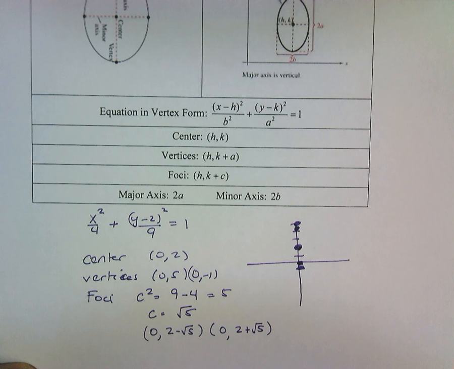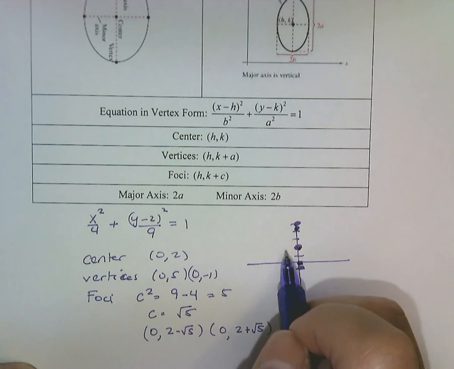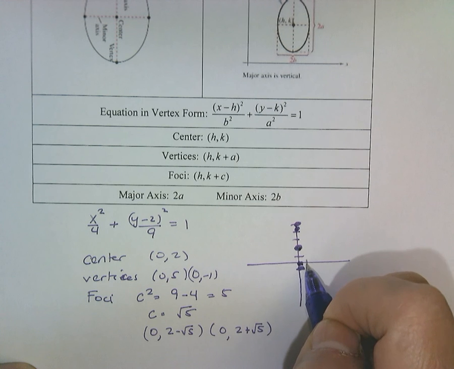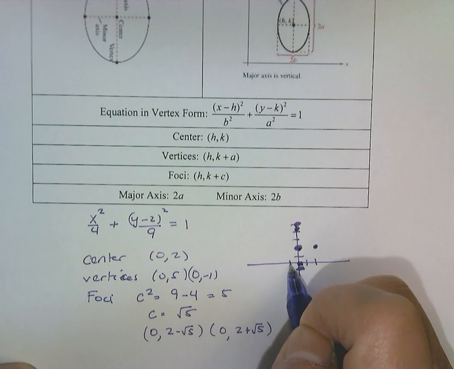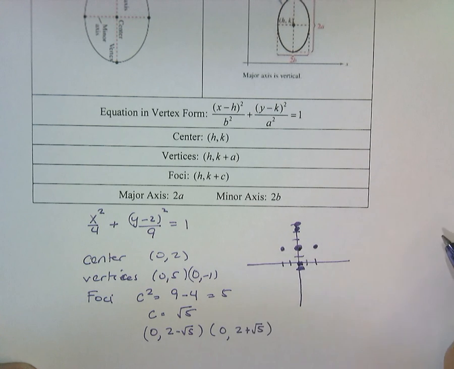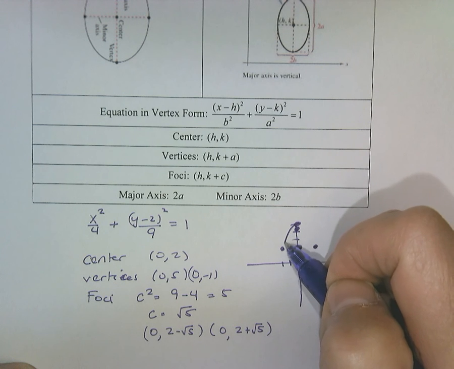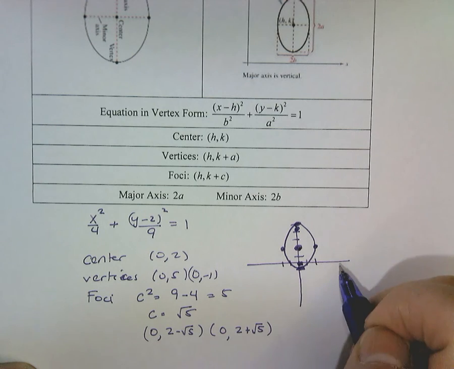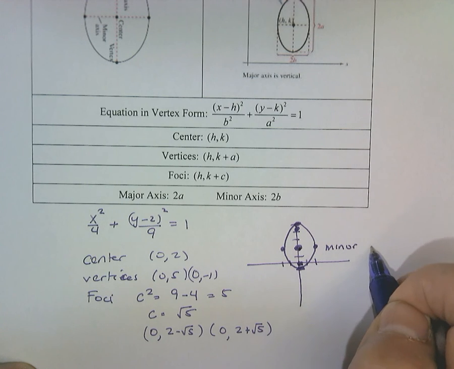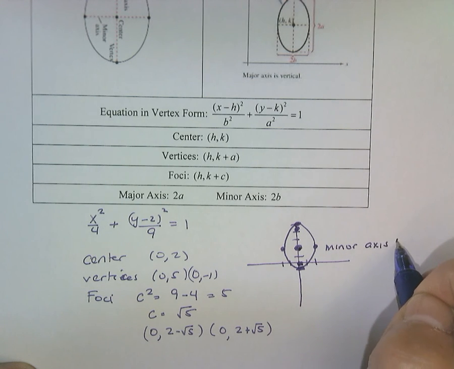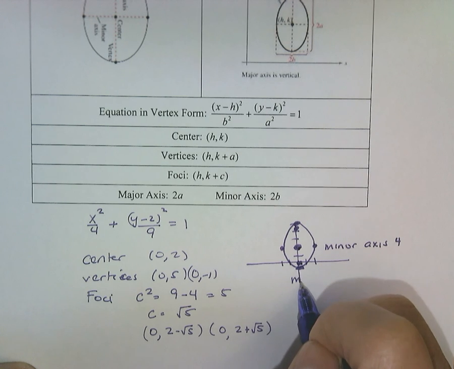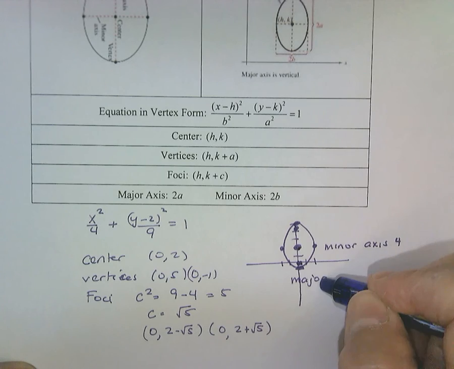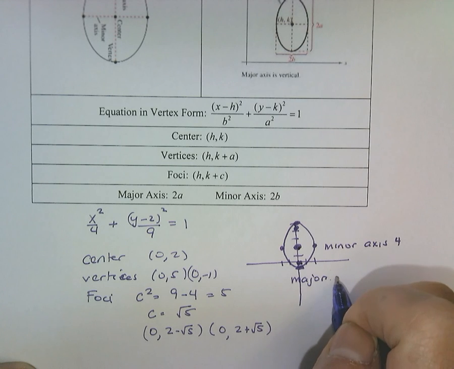I need to get my minor axis. My minor axis is going in this direction. So underneath the x is a 4, so the square root of 4 is 2. So I have to go 2 to the right, 2 to the left, and I'm going to connect all my endpoints. So my minor axis is 4. My major axis is 6.